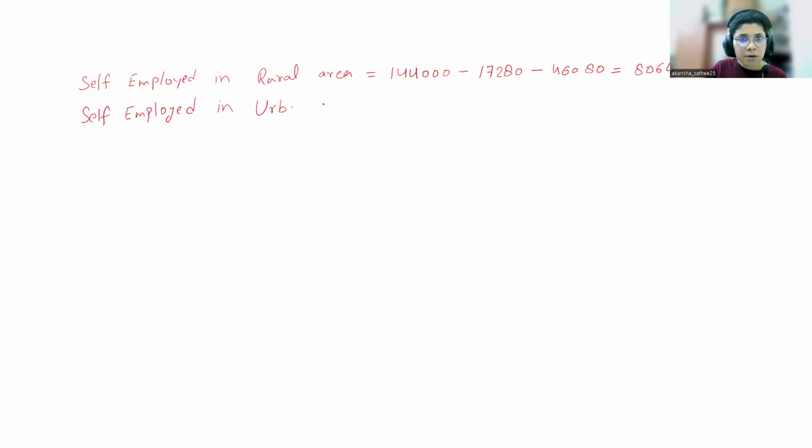Similarly, self-employed in urban area is equal to total population in urban area is this. From this, you subtract casual wage workers, 74,880 minus, and this will equal to 62,400. Okay, so we have computed all the population.